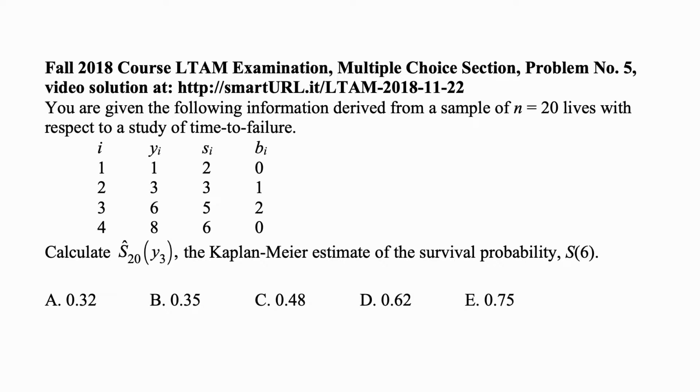We are supposed to calculate S hat 20 of Y3, the Kaplan-Meier estimate of the survival probability, because Y3 is 6, so this is really S hat 20 of 6. And this S hat is an estimate based on n equal to 20, that's why there's a subscript of 20, and it's an estimate of the survival function of the underlying distribution S of 6.